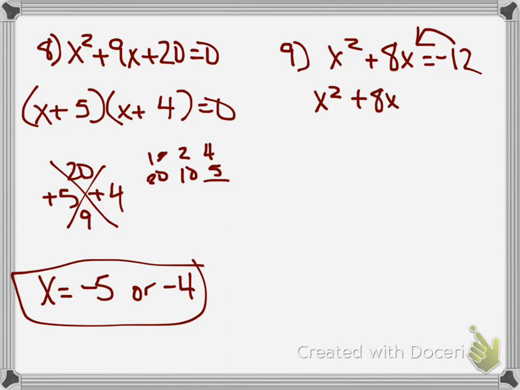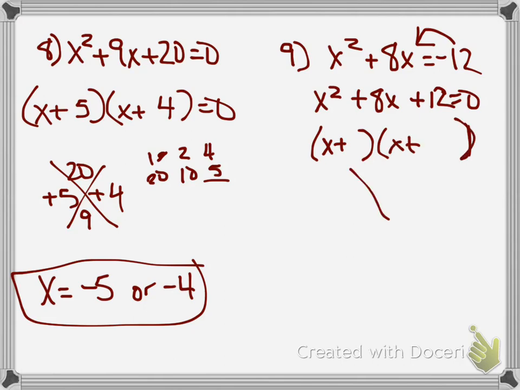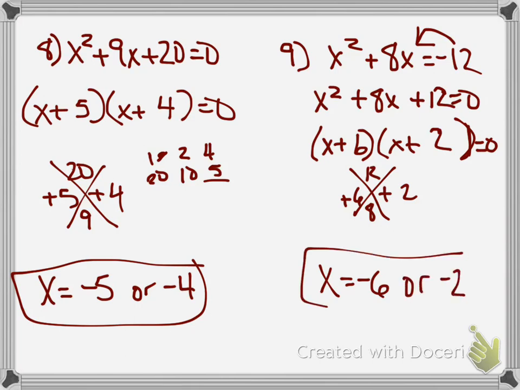Over here on number 9, I need to move this 12 over, and I'm going to say x squared plus 8x. Now that negative 12 will become positive 12. And then we're going to go, okay, again, plus. I'm looking for two numbers that multiply to give me 12 and add up to 8, which would be 6 and 2. Set those equal to 0, and then you can say again the opposite, x equals negative 6 or negative 2. Just take the opposite of what you're seeing in parentheses and you should be fine.